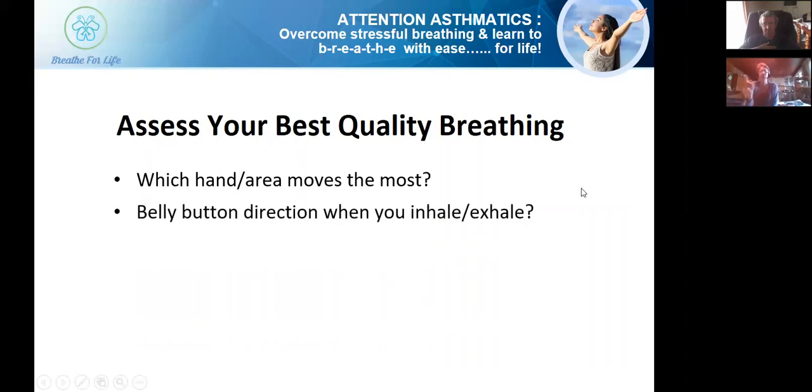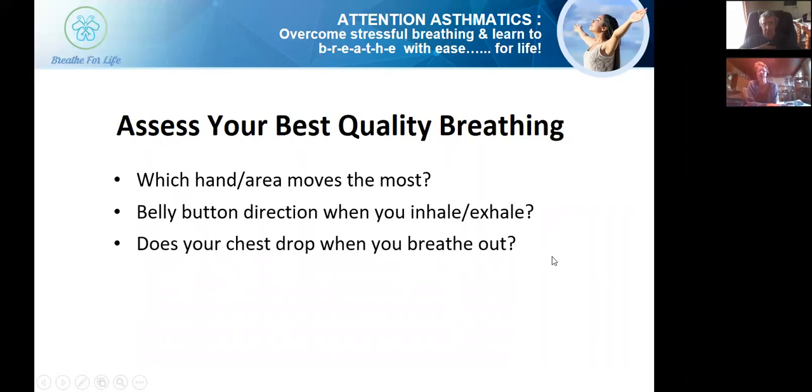Now, this is a very important question. When you take a breath in, does your belly button move away from your spine or towards your spine? And the same when you exhale. When you breathe out, what direction is your belly button going? You need to know this because for a lot of people who have dysfunctional breathing, the answer to this will tell you a lot.